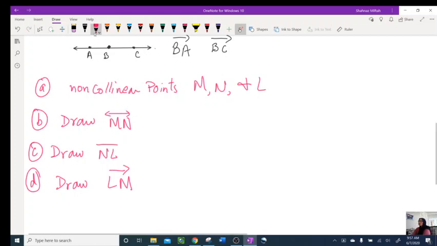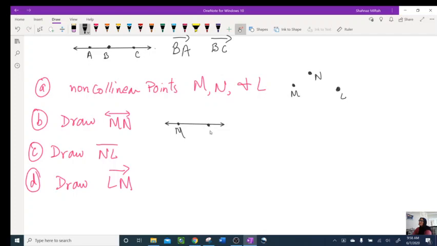Now let's draw these and then we can answer the rest of the questions. Okay, non-collinear points M, N, and L are not on the same line. So I can make a point M here, a point N here, and a point L here. They are not on the same line. So here we go. Draw MN. MN means a line, in two directions. It's going to go in opposite directions.